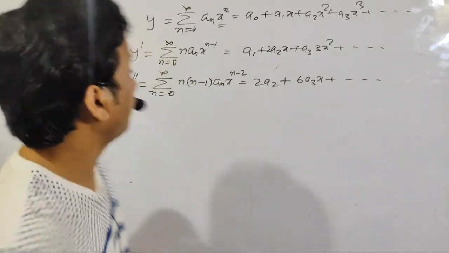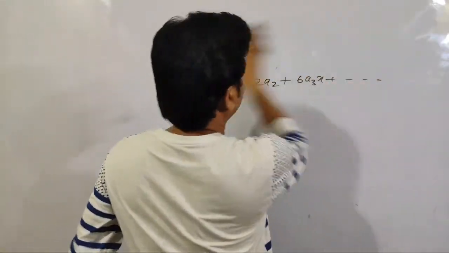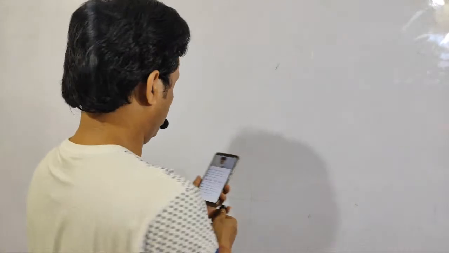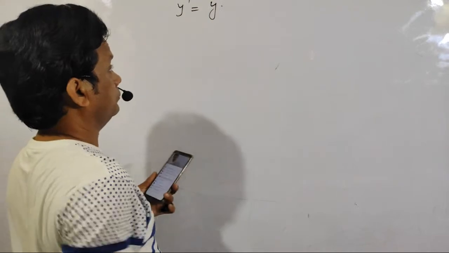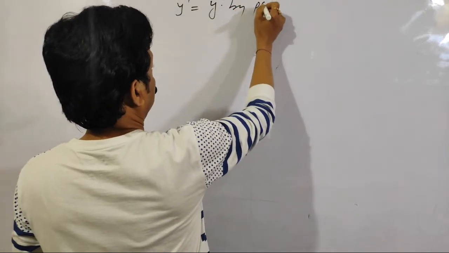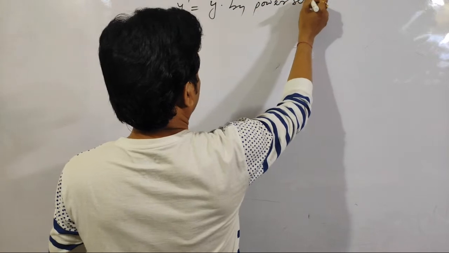So let us say, in the question if the center is given, then you should take y is equal to summation an into x minus x0 to the power n. And if the center is not mentioned, you just take an into x to the power n. Simple question first of all I am giving you: y dash is equal to y. So how to solve y dash is equal to y by power series method?